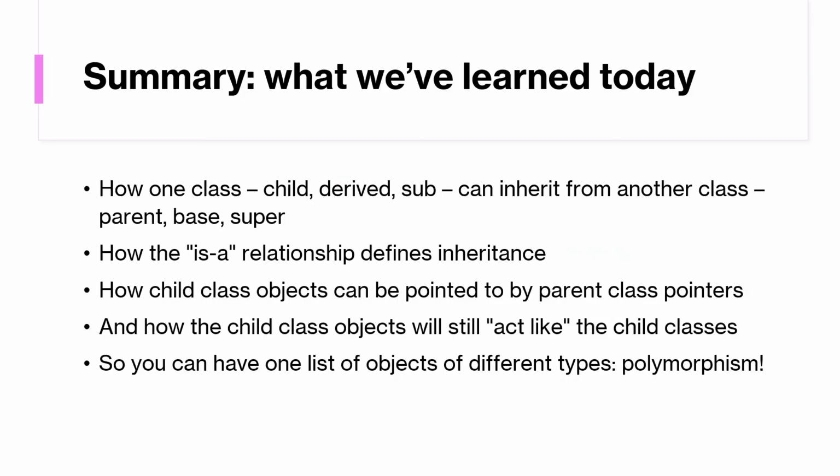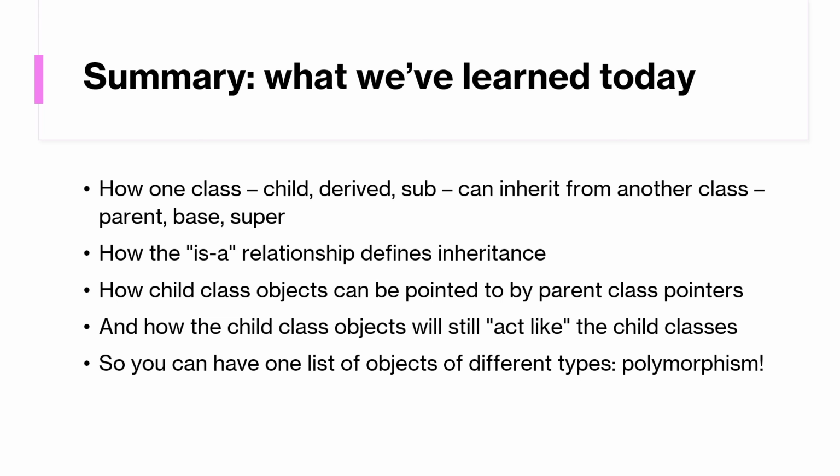Okay, so in summary, what we've learned today is how one class, which we call the child class or the derived class or the subclass, can inherit from another class, which we call the parent class or the base class or the superclass. We learned how the is-a relationship defines inheritance. A sphere tank is a storage tank. A cylinder tank is a storage tank.